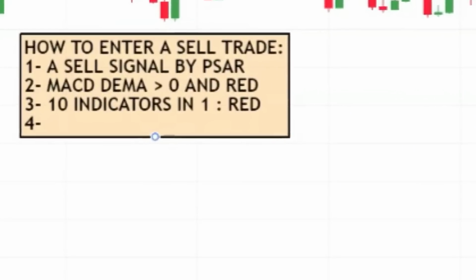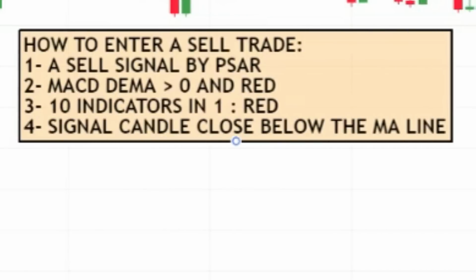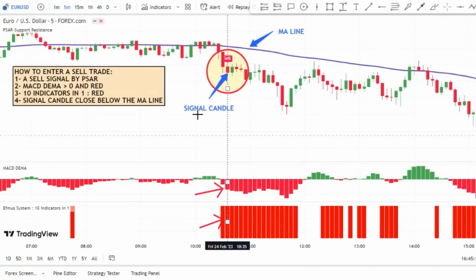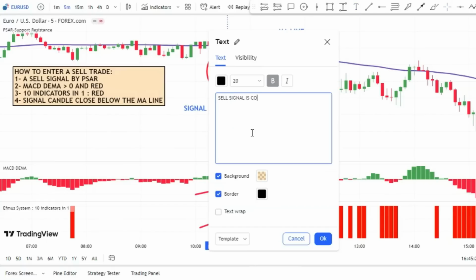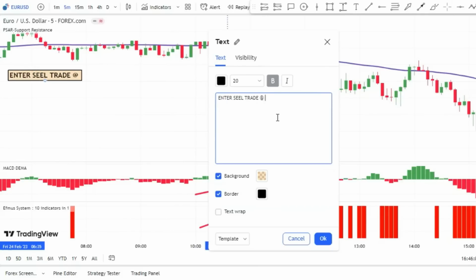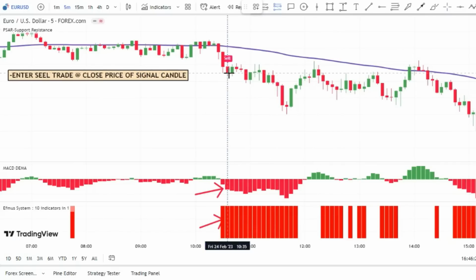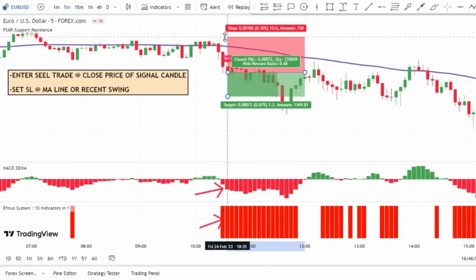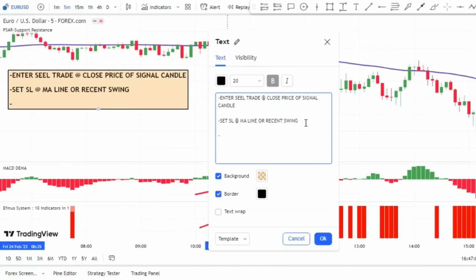And finally, to be sure the trade is in the direction of the trend, the signal candle should close below the moving average. So if all these conditions are met, the issued sell signal will be valid. In this case, you can enter the trade at the close price of the signal candle. Then you can place the stop loss above the moving average or above the recent swing high. And to exit the trade, you must set the target twice as much as the stop loss.